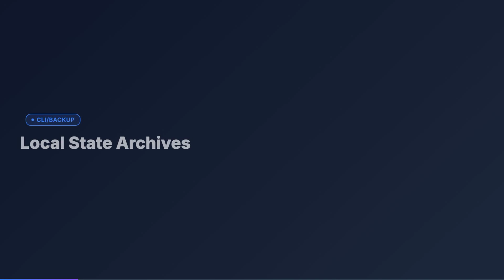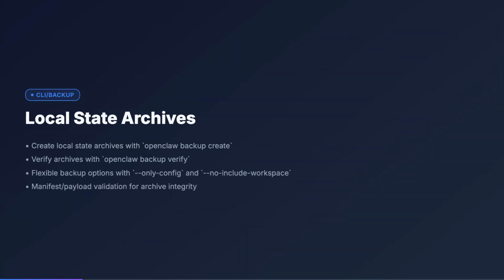v2026.3.8. One of the most significant additions in this release is the introduction of local state archives. With the new OpenClaw Backup Create and OpenClaw Backup Verify commands, you can now easily create and verify backups of your OpenClaw state. This feature is especially useful for users who want to ensure their data is safe and secure. The only-config and no-include-workspace options provide flexibility in what you want to back up, and the manifest/payload validation ensures the integrity of your archive.